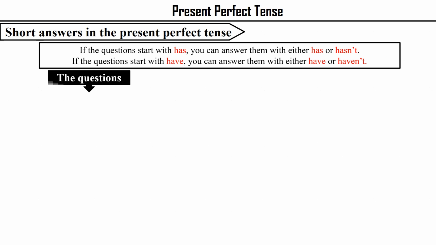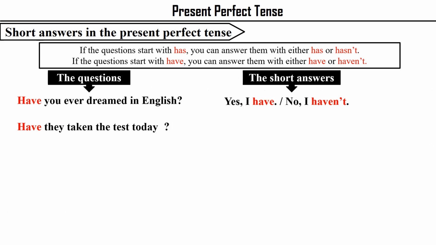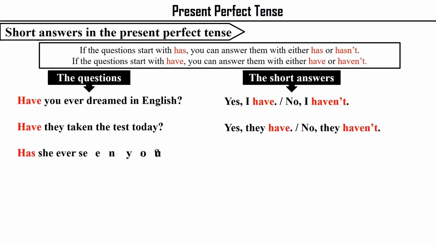For example, have you ever dreamed in English? If you have dreamed in English, yes, I have. No, I haven't. The question starts with have, and the answer is have or haven't. Have you ever dreamed in English? Yes, I have, or no, I haven't. Have they taken the test today? Yes, they have, or no, they haven't.